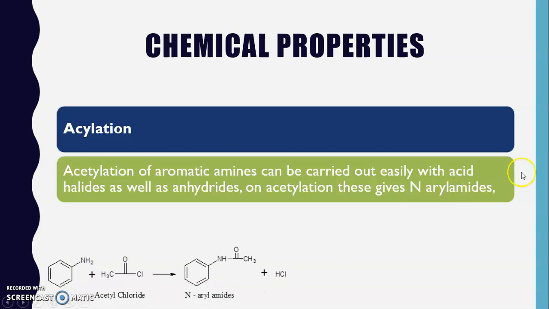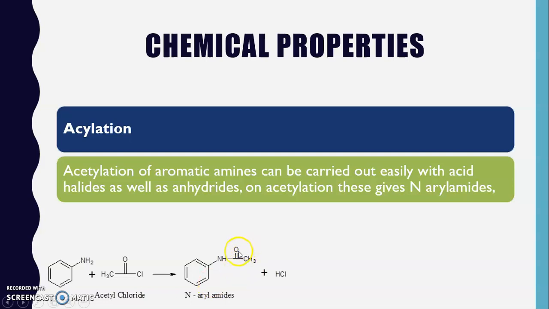Now here you can see why N-aryl is written, because in this reaction, this aniline, that is the primary aromatic amine, on reaction with the acid chloride, say for example, will be converted into the N-aryl amides.